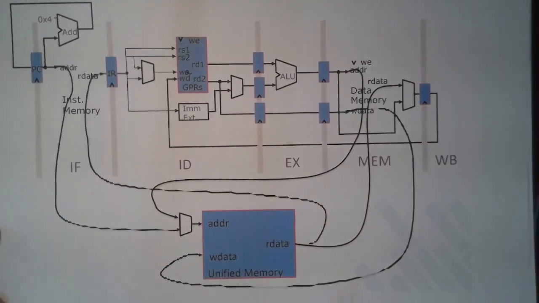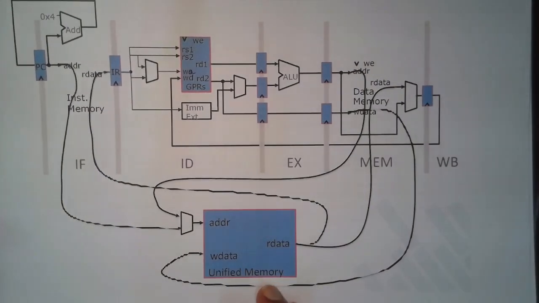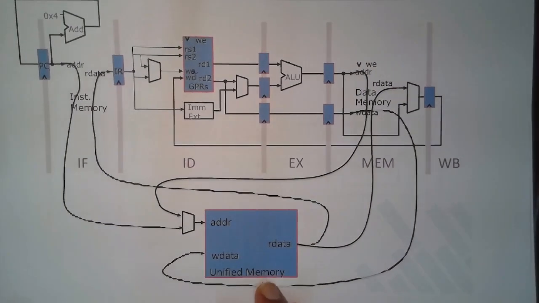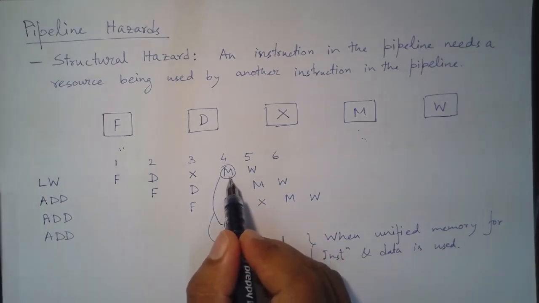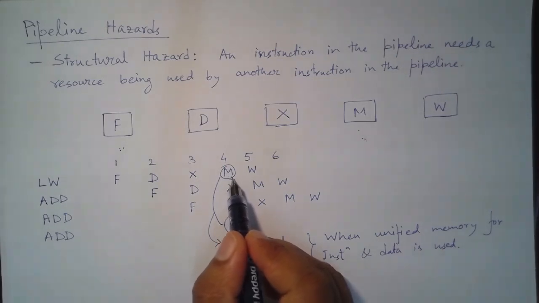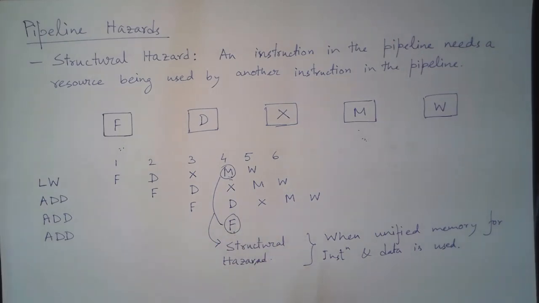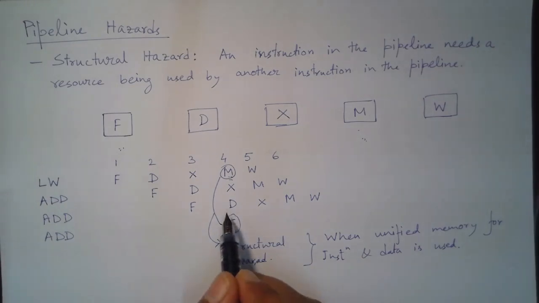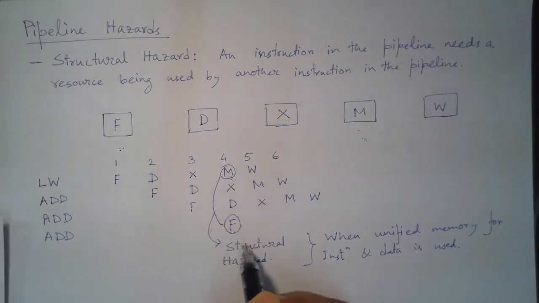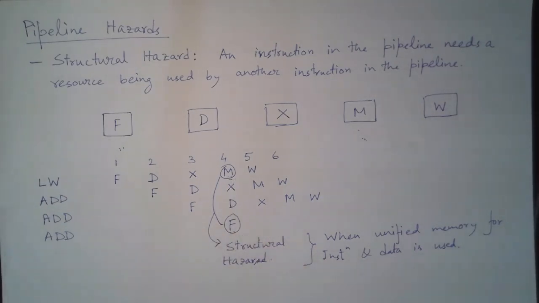So have a look at this picture and how unified memory will work, and then if you look at this pipeline diagram, you see that this load instruction, which is trying to read or load data from memory, and this instruction, which is trying to fetch an instruction, will try to use the same read port. Since we assume that there is only one read port, it will create a structural hazard. All right. So I hope this makes sense.